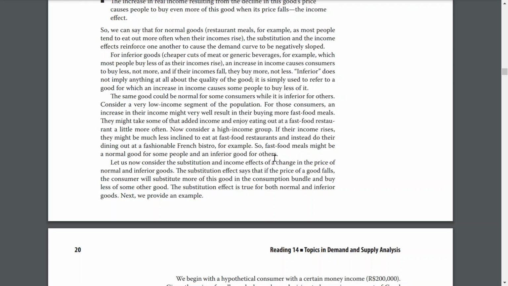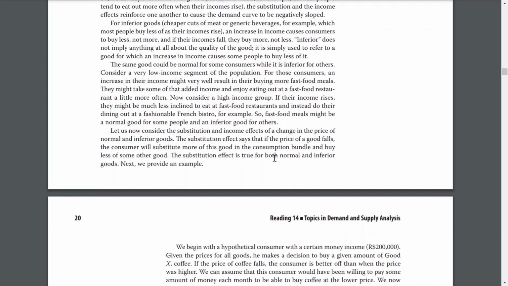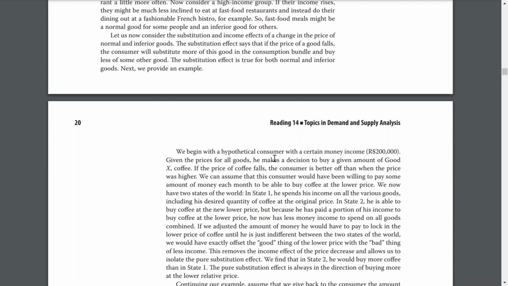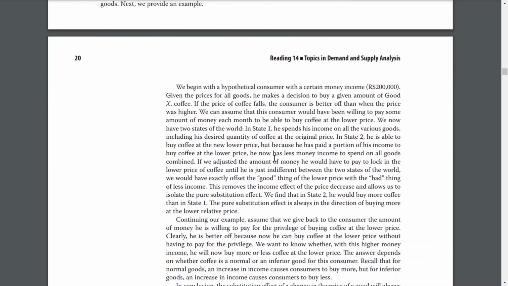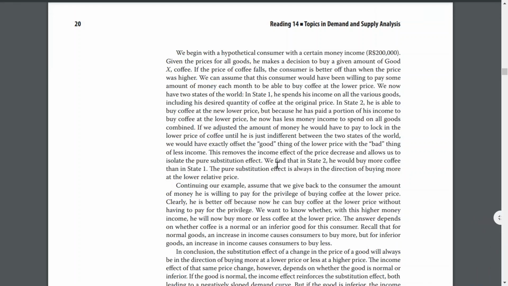Let us now consider the substitution and income effects of a change in the price of a normal good and an inferior good. The substitution effect says that when the price of a good falls, consumers will substitute more of this good for other goods in the consumption bundle. The substitution effect is true for both normal and inferior goods. Next, we provide an example. We begin with a hypothetical consumer with a certain monthly income of $200,000. Given the prices of all goods, he makes a decision to buy a given amount of good X, coffee.